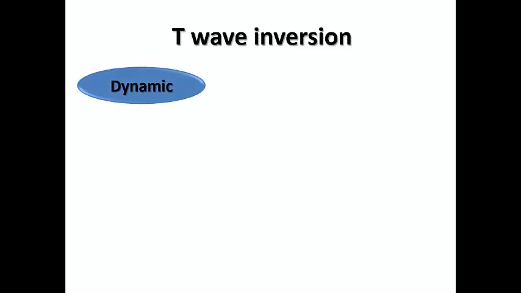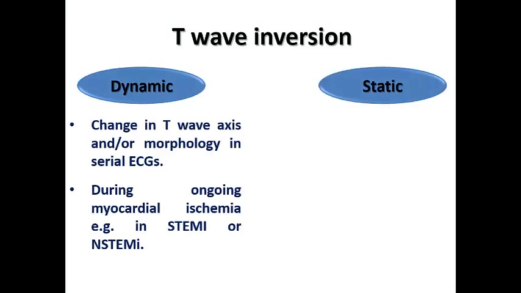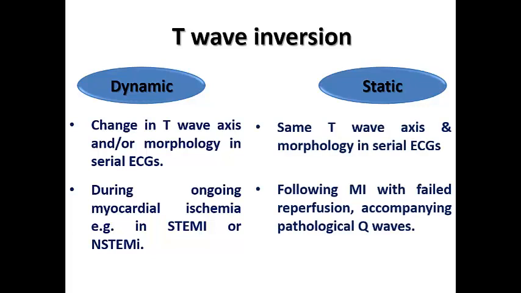T wave inversion can be dynamic or static. Dynamic, like there is dynamic change in T wave axis and or morphology in serial ECGs, like in ongoing ischemia in case of STEMI or non-STEMI, or it may be static with the same axis and morphology in serial ECGs, like following MI with failed reperfusion accompanying pathological T waves, and the patient mostly is off chest pain. And without any doubt, dynamic T wave change is a high-risk sign for ongoing myocardial ischemia, while static T wave changes, which are the same and the patient is off chest pain, are not as clinically significant as a dynamic change.